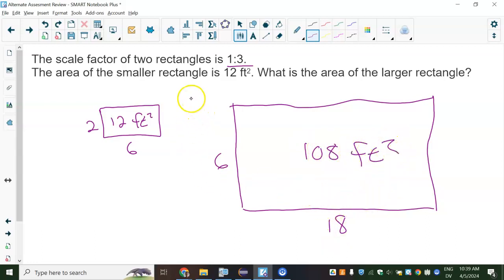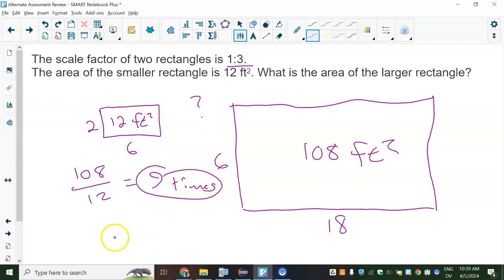Okay, and so then basically we could say, how many times bigger is that? So if you do 108 divided by 12, I think you get 9. So it's basically 9 times more area. And so the rule here is basically if you have a scale factor or a ratio of length, and you want to do a ratio of area, you have to square these numbers. So the area ratio, instead of being 1 to 3, will be 1 squared over 3 squared, which is 1 to 9. Okay, so basically it's 9 times as much.